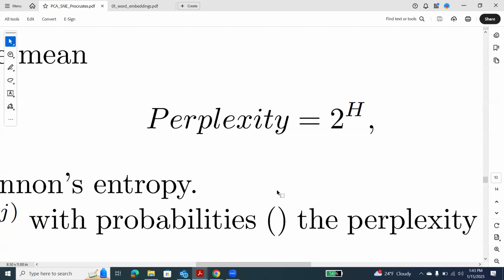So it will be negative, then the sum over i of p_i log of p_i. Let's calculate perplexity for our one point. We have one point x_i, and we have k points close to this one.